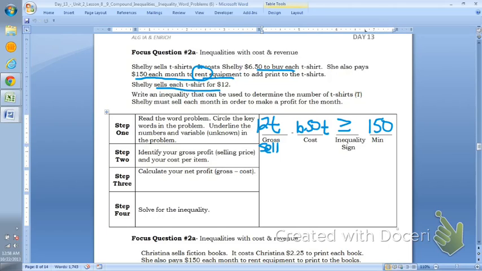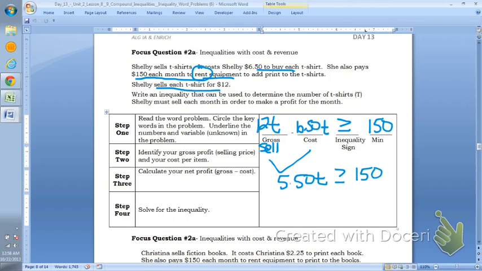Next step is we need to find your net profit. The net profit is when you're combining these two terms together, the 12T minus the 6.50T, to find out how much do you actually make per t-shirt. So $12 minus 6.50, what is that, $5.50? So she actually nets $5.50, or actually makes $5.50 for every t-shirt she sells. Is still greater than or equal to the 150.